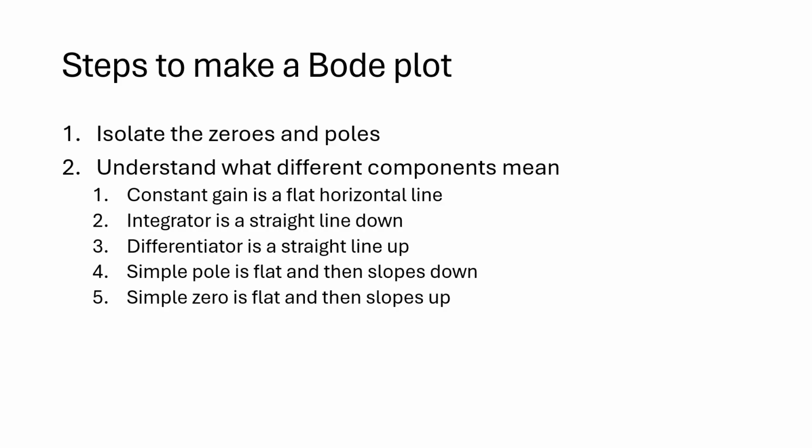A constant gain, or a DC gain, in our transfer function will look like a flat horizontal line on the magnitude Bode plot. The integrator will be a straight line going down. The differentiator will be a straight line up. And a simple pole is flat and then slopes down, while a simple zero is flat and then slopes up. We'll provide an example now of a transfer function so we can see what this looks like.